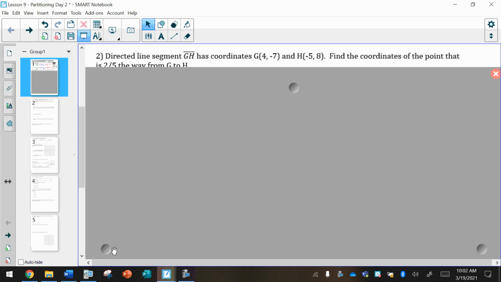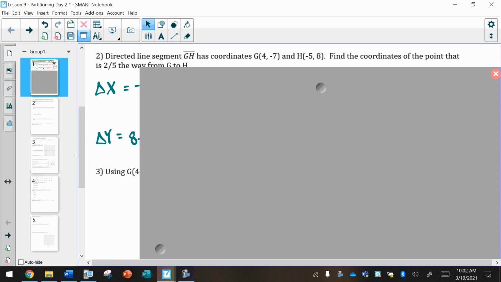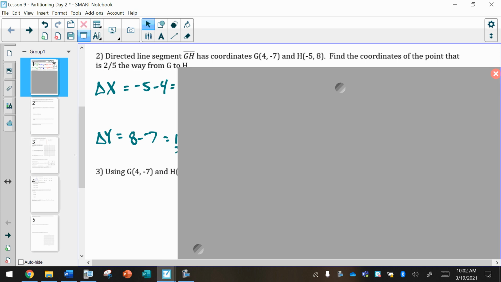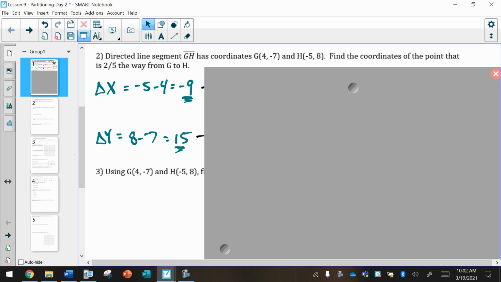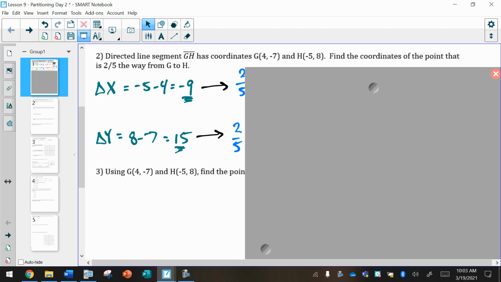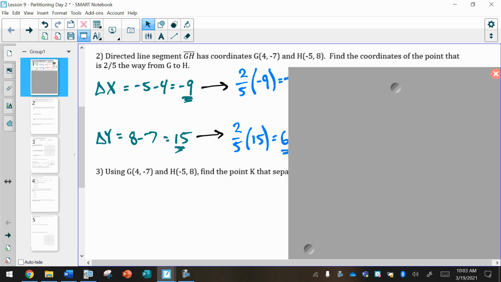First thing we do is like we did above, find the change in x and change in y. You have to make sure you do x2 minus x1 and y2 minus y1 in the correct order. If you don't do it in the correct order, then you're basically doing the wrong direction. You're not going from G to H, you'd be going from H to G if you had the order backwards. Then, once we have the change in x and change in y, we apply our scale factor of 2/5. We want to go 2/5 of the distance that we just found.